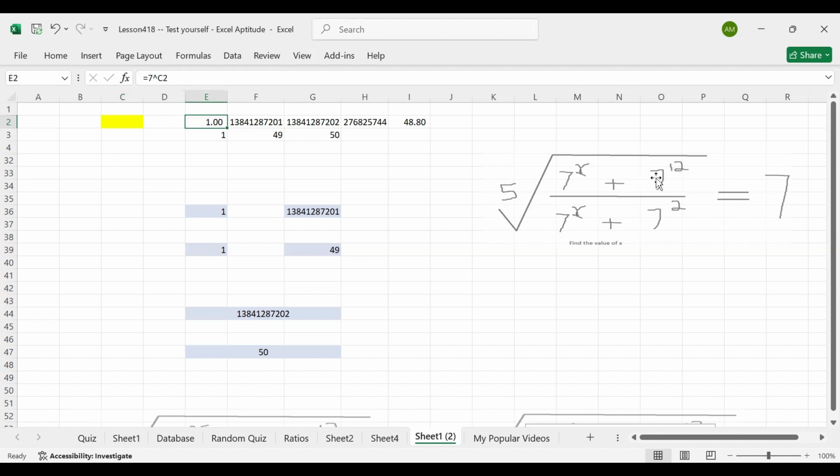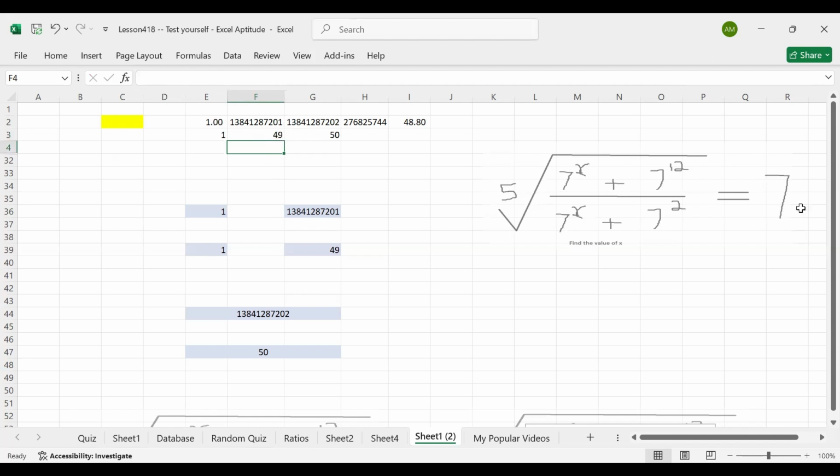The next is 7 raised to power 12. So we have equal to 7, and we use the exponentiation symbol, and then we write 12, right? This gives you a definite value, that is 7 raised to power 12. So these two things we have done, and then you have 7 raised to power x again, so we write it again here, and then we have 7 raised to power 2. Okay, so 7 raised to power 2 comes to 49.